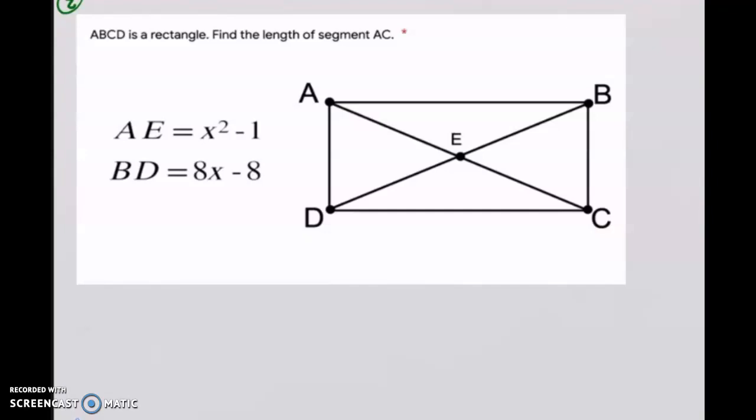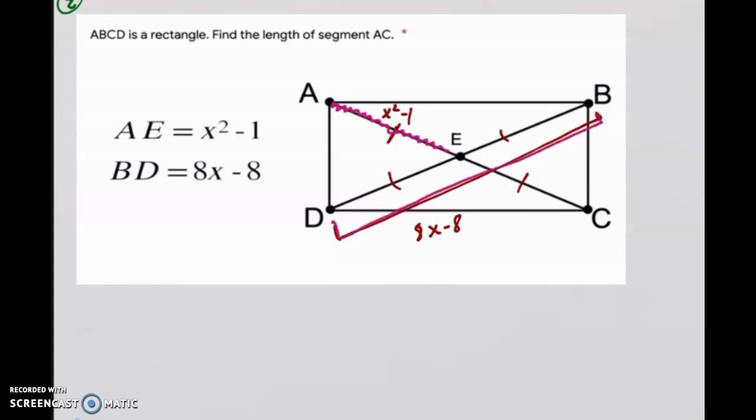Don't worry. Label your diagram. So again, it's a rectangle, so I know that all of these segments are congruent to each other. A to E is going to be x squared minus 1. And B to D, so draw a whole big bracket, 8x minus 8. Now you probably set those two things equal to each other, but it doesn't really make sense to set just this segment equal to this segment.